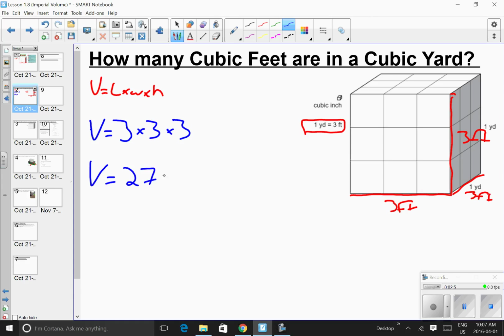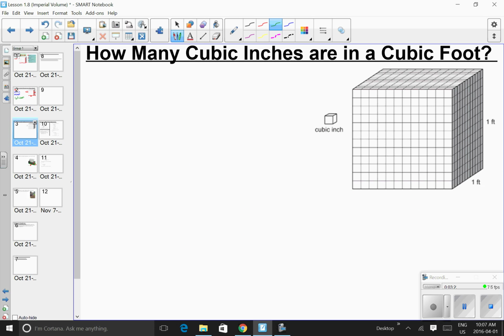Right, so 1 cubic yard is 27 cubic feet. I'm just going to rewrite that in fancy green. So 1 cubic yard, and that little 3 tells us we're talking about cubic, not area, not length. We're talking about volume. That's what the 3 means. It's 27 feet cubed.